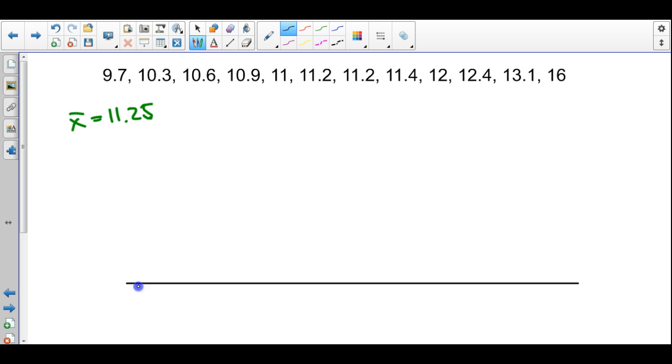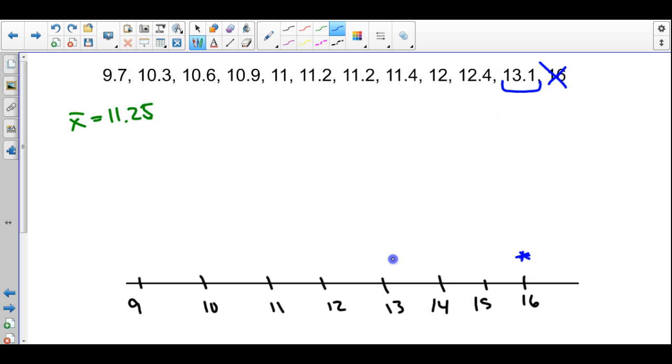Now I'm going to make my modified box and whisker plot. 9, 10, 11, 12, 13, 14, 15, 16. Okay, now that our number line is updated, I'm going to identify where my outlier was, which was the value of 16. On the number line, we put an asterisk over where that outlier is. Then we need to move the upper end of the whisker to the next highest data point, which is over at 13.1. Everything else stays the same. Your lowest value is still 9.7 because that was not below your lower fence.